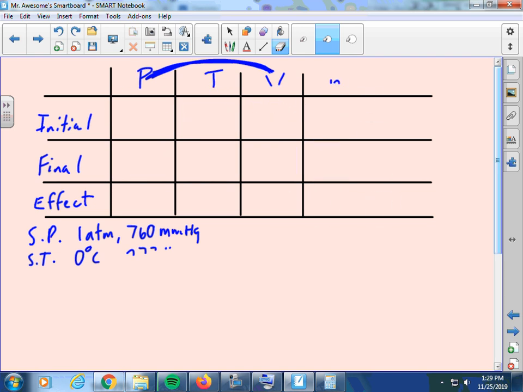All right. So standard pressure is 1 atmosphere or 760 millimeters of mercury. Standard temperature is 0 degrees Celsius, which we will change to Kelvin by adding 273, which makes 273. Okay, so that's standard temperature and pressure. Wherever I see standard temperature in these problems, I'm going to put in 273 K. Wherever I see standard pressure, I'm going to put in 1 atmosphere. Unless I'm made to put in millimeters of mercury, I would put 760.